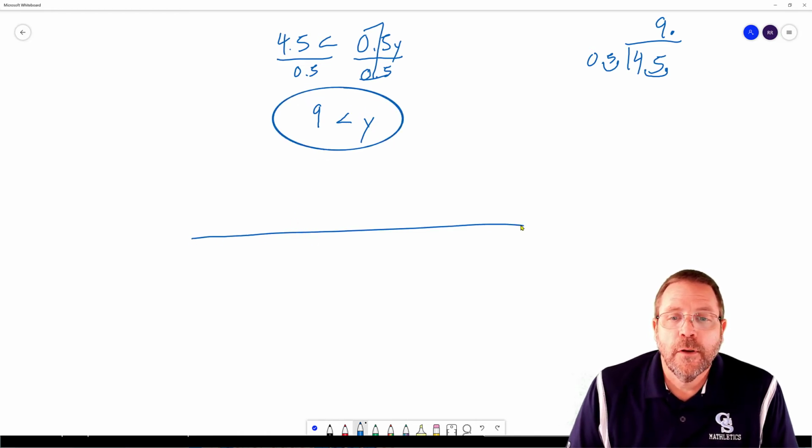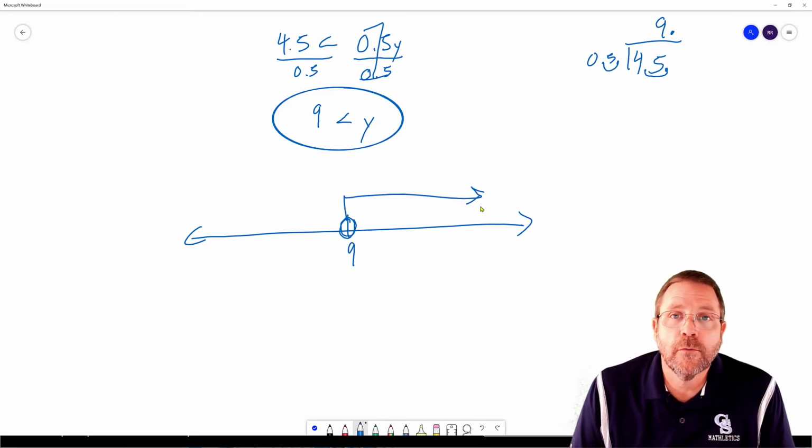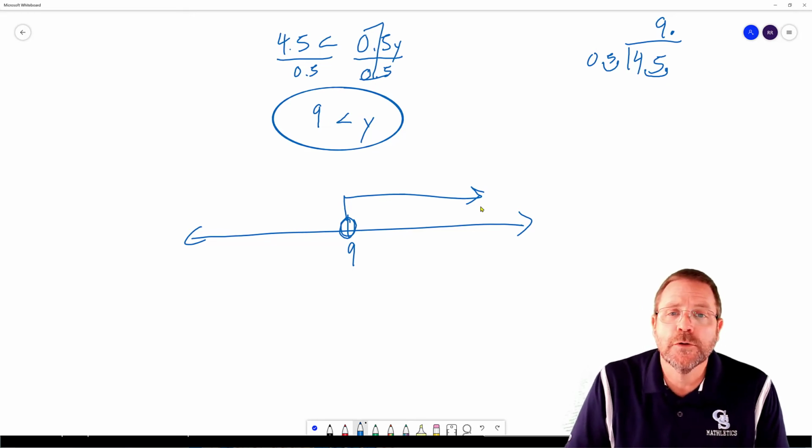To graph it on the number line, this is what I'm going to be looking for in your homework. Where you have that 9, we're going to have an open circle because it's not an or equal to. The y is bigger than the 9, so you're going to draw an arrow to the right hand side. That's all there is to that.